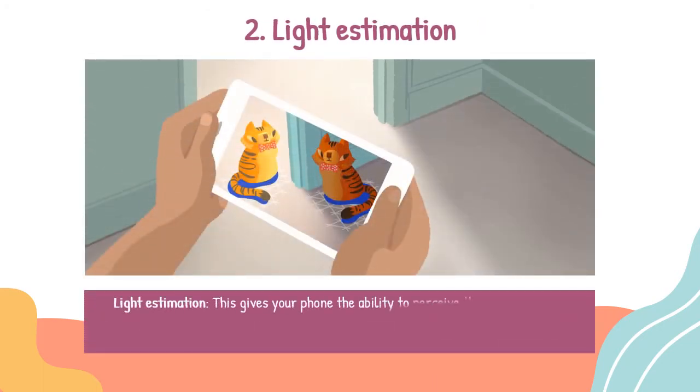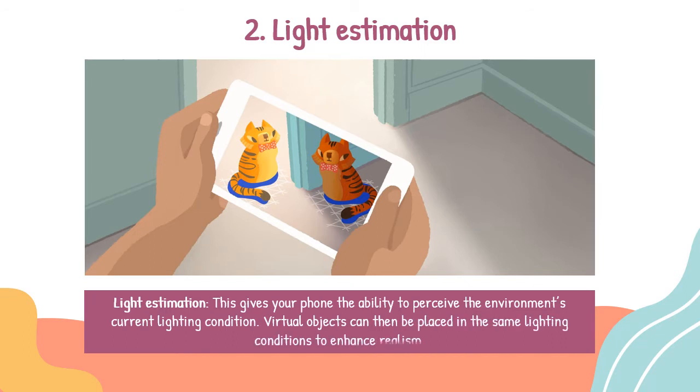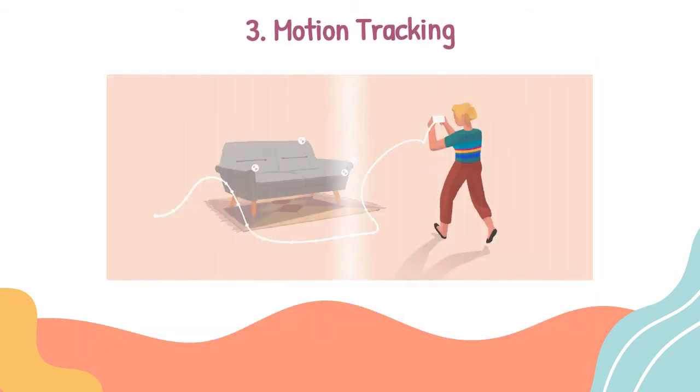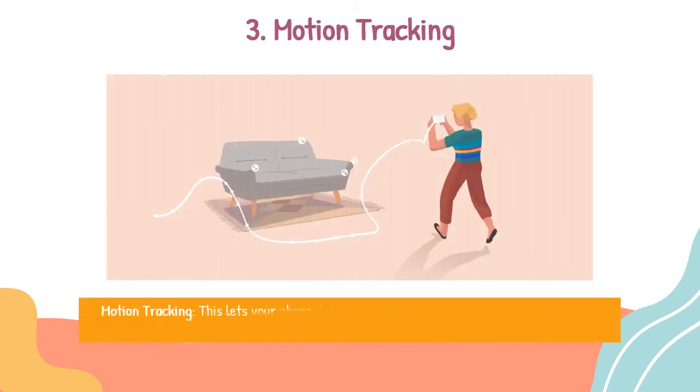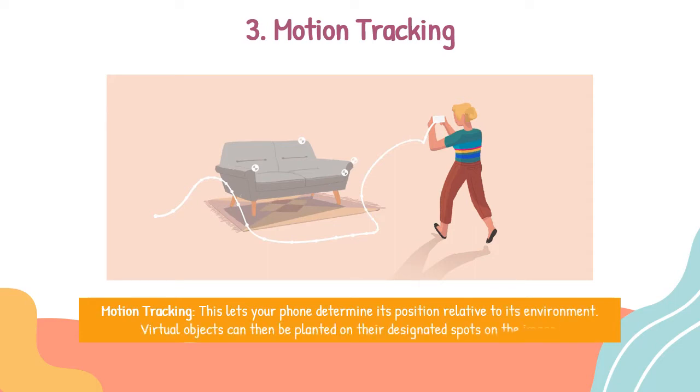Second is light estimation. This gives your phone the ability to perceive the environment's current lighting condition. Virtual objects can then be placed in the same lighting conditions to enhance realism. Third is motion tracking. This lets your phone determine its position relative to its environment. Virtual objects can then be planted on their designated spots on the image.